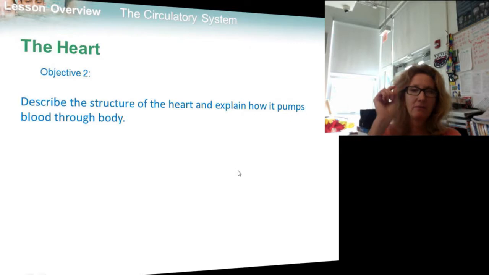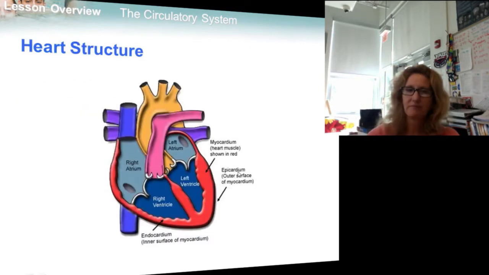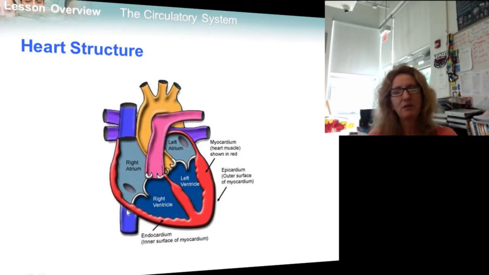Next objective, describe the structure of the heart and explain how it pumps blood through the body. Your heart is composed almost entirely of muscle. The muscles begin contracting before you are born and stop only when you die. In the walls of the heart, there are 2 thin layers of epithelial and connective tissue, right here and right here, which form a sandwich around a muscle layer called the myocardium. Powerful contractions of the myocardium pump blood through the circulatory system.